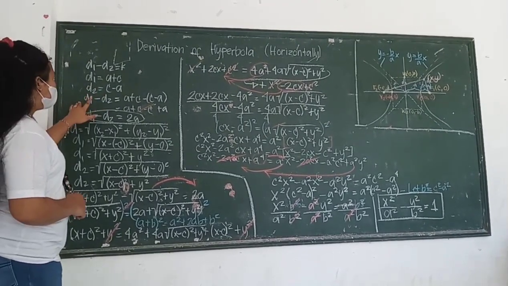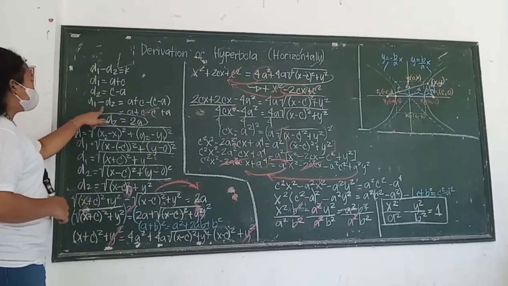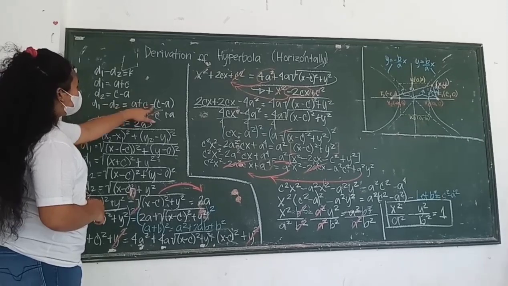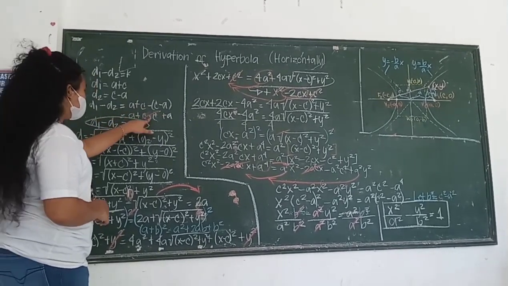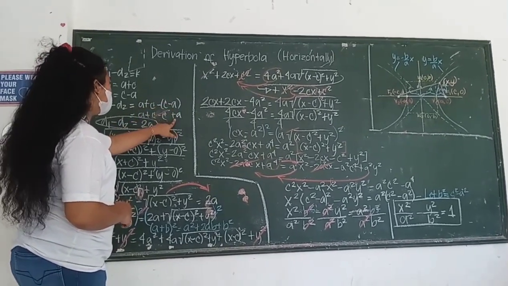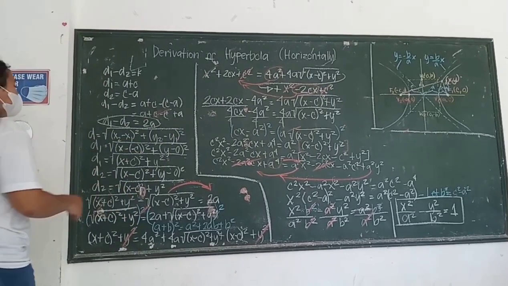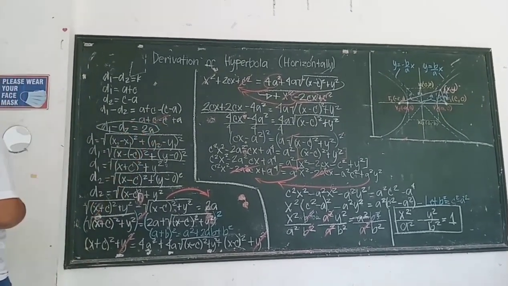We're going to put that in this equation. Distance 1 minus distance 2 is equal to a plus c minus (c minus a), and that will be a plus c minus c plus a, because negative times negative is positive, and that will be 2a. c minus c is equal to 0, so that cancels out.